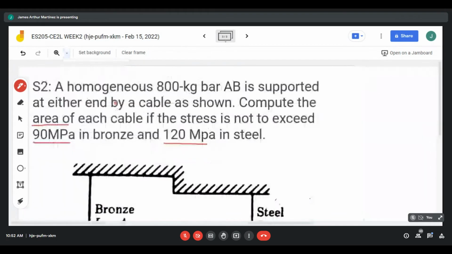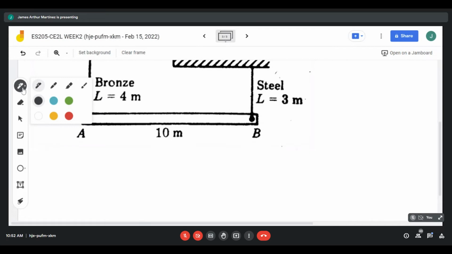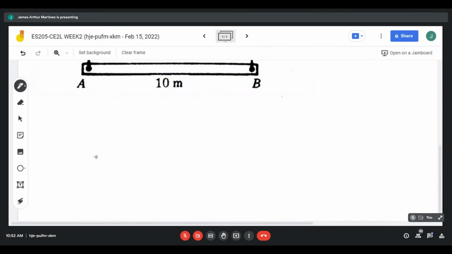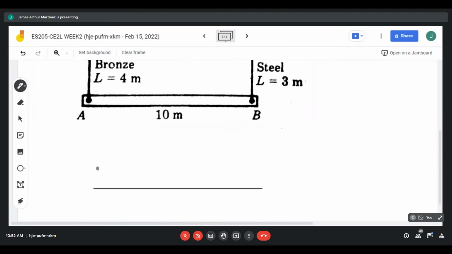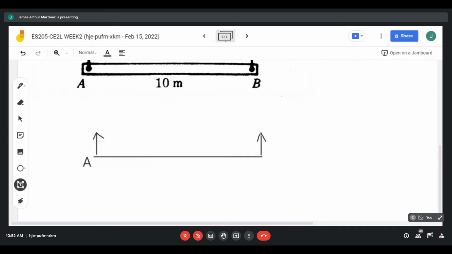So first, ato sa i-draw ang iyahang free body diagram. So in this case, you have bar AB and supports, no? Yang gi-carry. So kanang reaction at point A and B, muna siya ato ang internal reactions kang bronze o kang steel. So ato lang i-label si point A and si B.